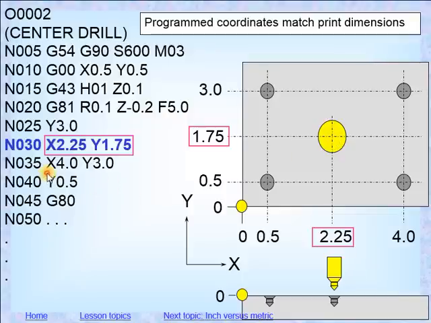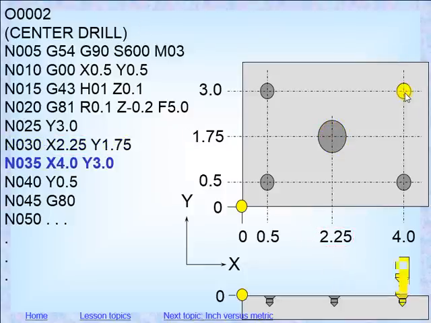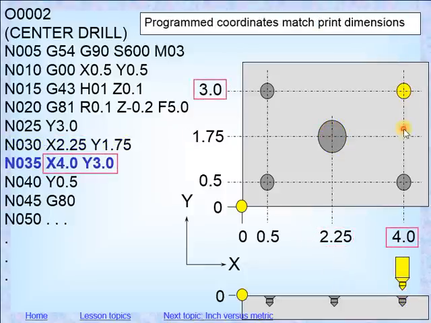Our next location is X4, Y3. So X from here, 4 inches, Y 3 inches. So you see 3 would be right here. So I'm going to see it move over there and spot the hole. And then it's going to come down to here and spot a hole there. Again, these numbers are based on, or actually it's going to move to Y.5.